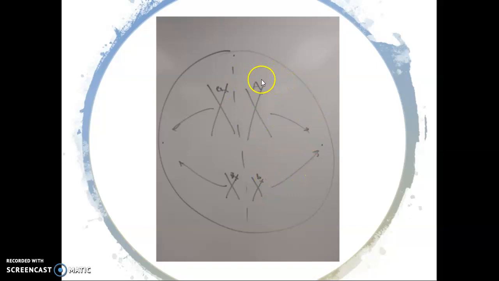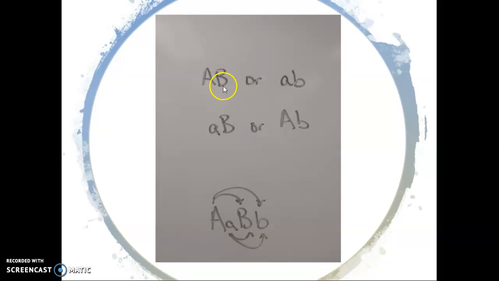So altogether, we get big A with big B, or little a with little b, or little a with big B, or big A with little b. You've done it this way in shorthand, not realizing you're actually doing meiosis, but that's what you're doing. That's what we've done up to this point. But what if there's more than one gene per chromosome?